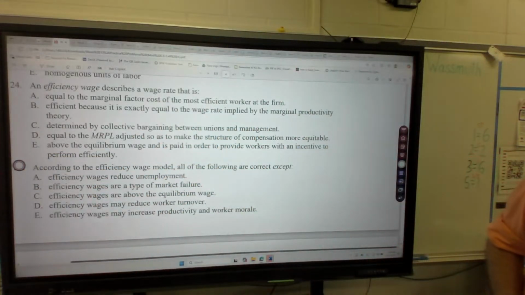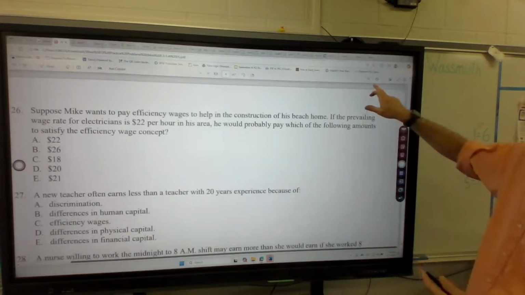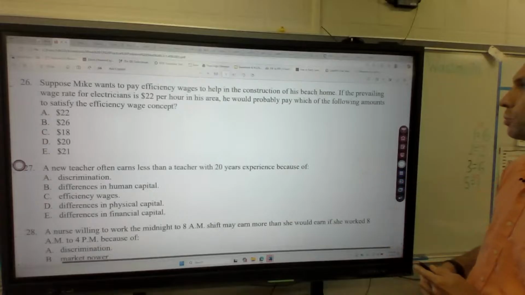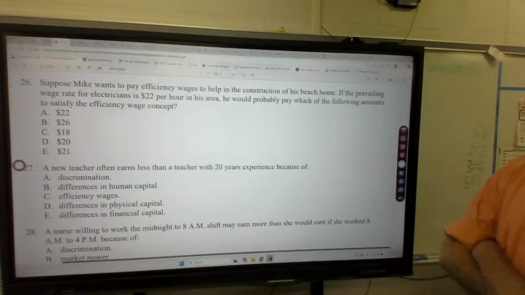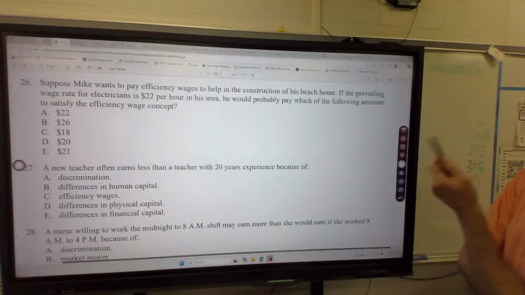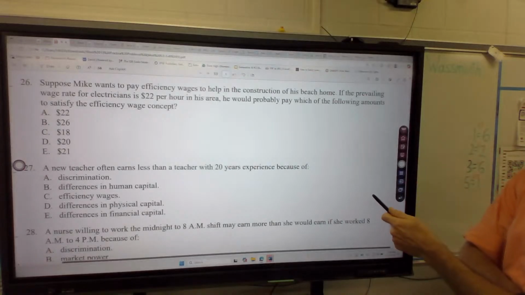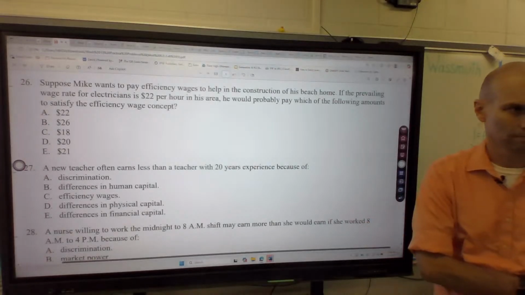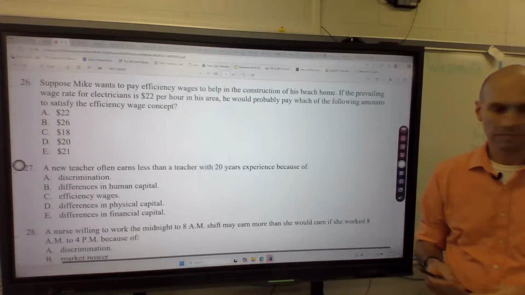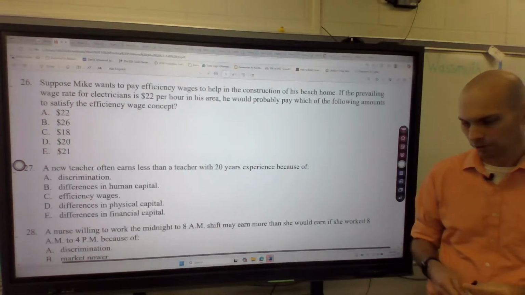All right. Last page. This is easy stuff. Two more. All right, 26. Suppose Mike wants to pay efficiency wages for construction of his beach home. So pay them above the equilibrium wage rate. If the prevailing rate for electricians is $22 per hour, you'd probably pay which amount to satisfy the efficiency wage concept? More than $22 per hour. That'd be $26. There it is. Why $26? Because it's more than $22. That's your only answer to this question.